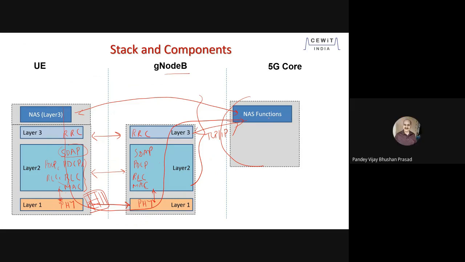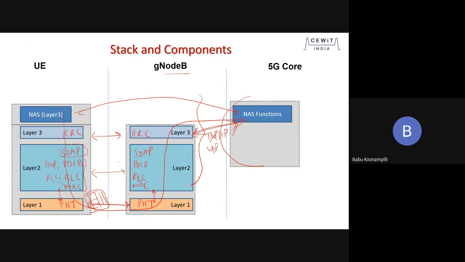But how will gNodeB communicate to 5G core without any physical media? That is through TCP/IP. That's what I mentioned here. So the connectivity from gNodeB to 5G core is through a TCP/IP connection, I would say. UDP is also there. Some are TCP, some are UDP. Yeah, it's an IP connection.